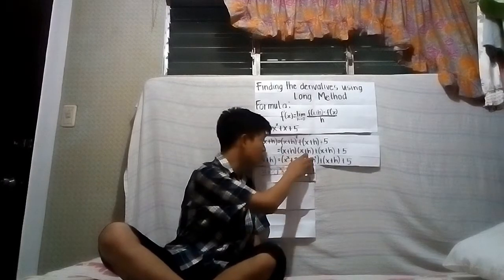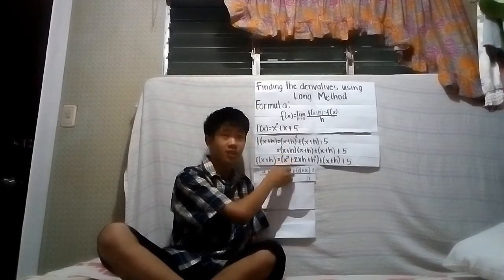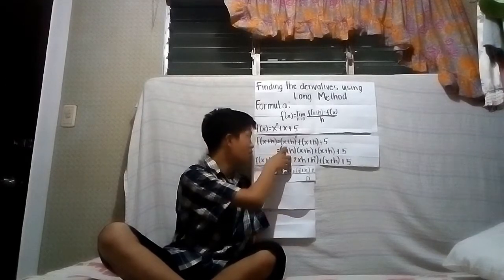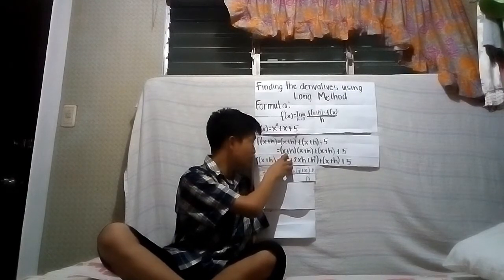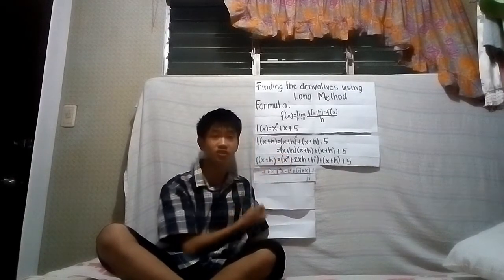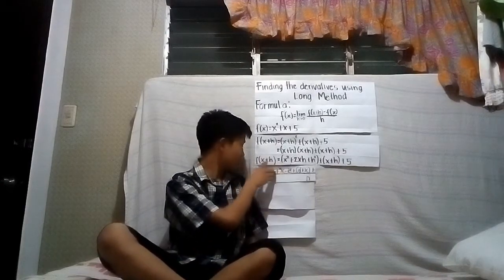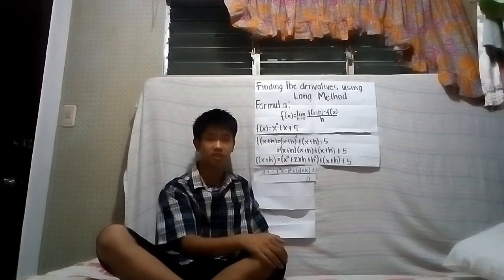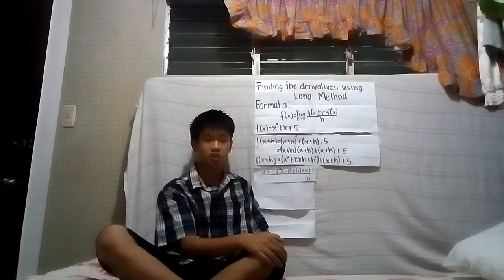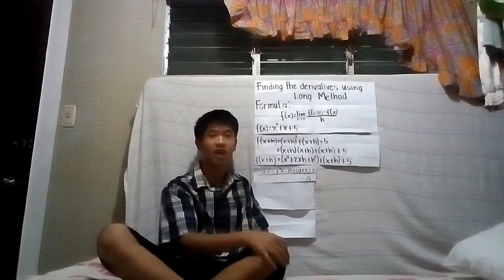In the second step, you might ask why I came up with x plus h times x plus h. This is just the square of the binomial x plus h squared. I did this so I could easily use the FOIL method, and after using it, I came up with x squared plus 2xh plus h squared plus x plus h plus 5. Now this is the value of our f of x plus h.